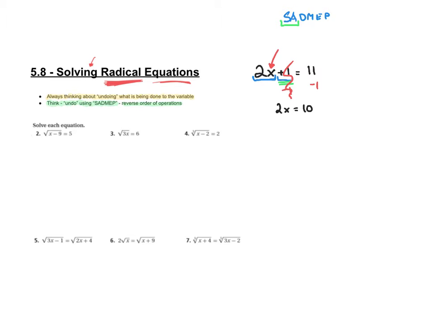Okay, now come back. Where's my variable? It's right here. What's being done to it? We are still multiplying it by 2. So if I go back up to the order of operations, do I see any subtraction or addition being done to it? Not anymore. We already did that. So now let's look for division or multiplication. Is there any? Yes. It's being multiplied by 2. So undo it. Divide. Whatever you do to one side, do it to the other side. So now we get x is equal to 5.